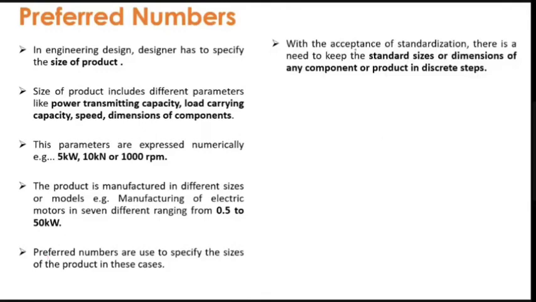now again there is another concept called standardization. Now again the company has to follow the standardization also, as I explained earlier. So it has to follow the government norms. Okay. So basically with the acceptance of standardization, there is a need to keep the standard sizes or dimensions of any component or product in a discrete state. Okay, if the standards have to be followed, if the company wants to manufacture the standard sizes or dimensions, the electric motor has to be in a discrete state.